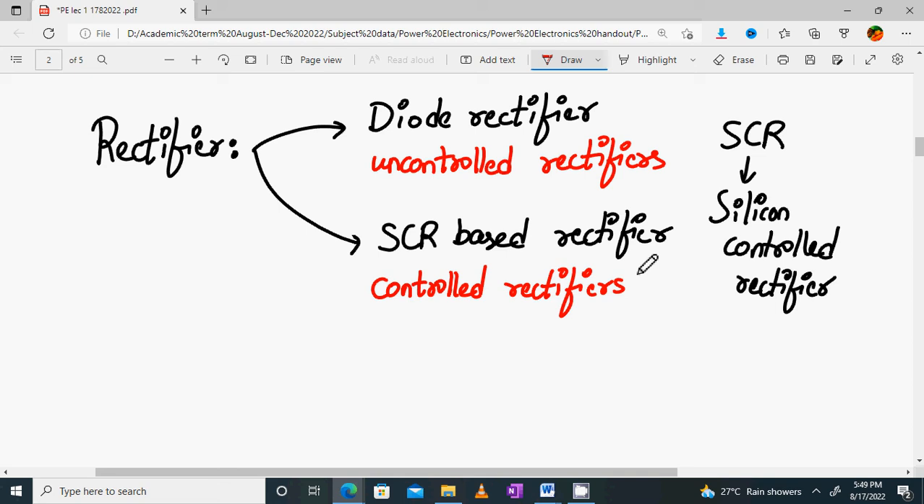In the next few lectures, we'll be discussing these controlled rectifiers, and the meaning of this tag will be more clear then. So we have come to the end of the lecture. Next time we'll start with power diodes and ideal characteristics, then jump to the SCR ideal characteristics, and then move on to the rectifier topic.